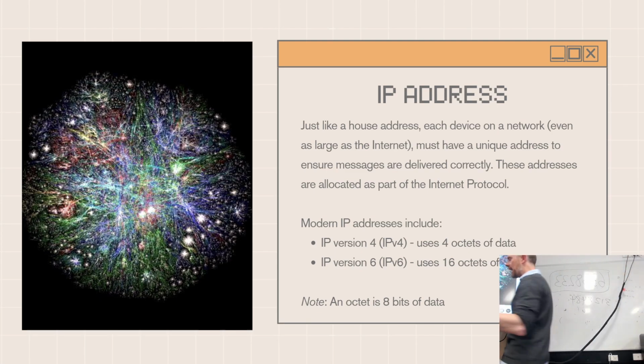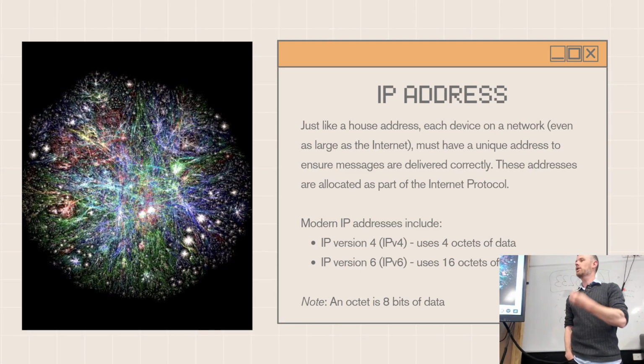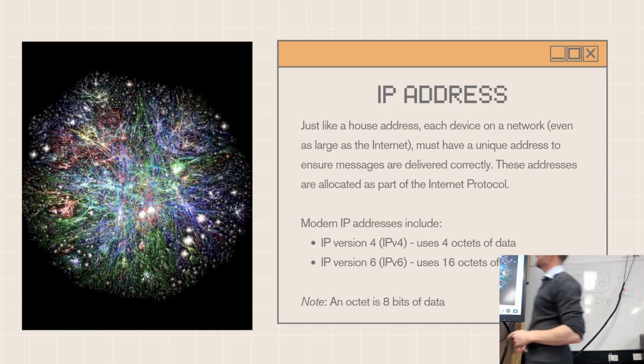What it is, just like every house in Australia needs a unique address so we can send you mail, every device on the internet must have a unique address so we can send it packets. And if you don't have a unique IP, we don't know where to send the messages. If there's two people with the same IP, how do we know where the message is going to go? So you must have a unique IP address.